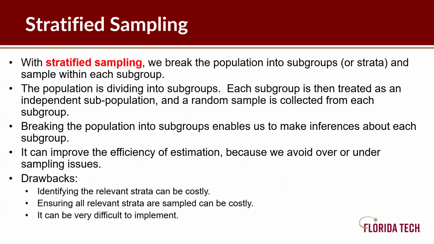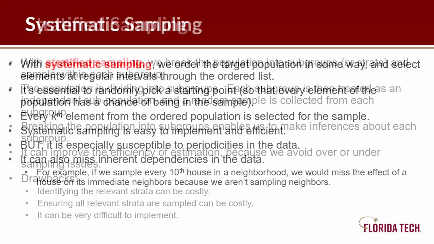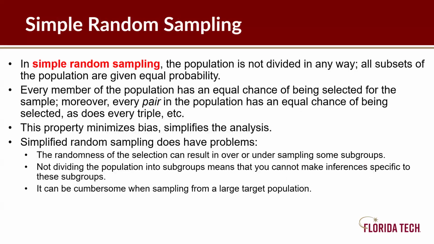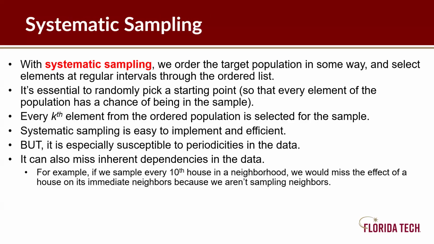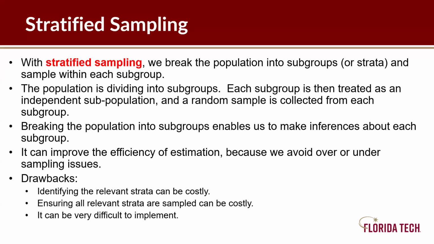Stratified sampling is where we try and deal with all of the drawbacks of simple random sampling, of not being able to make inferences about subgroups and ensuring we don't oversample certain subgroups, and that's stratified sampling. We break the population into subgroups or strata, another word for it, and we do a simple random sample within each subgroup. Okay. So the population is divided into subgroups. Each subgroup is then treated as an independent subpopulation, and a random sample collected from each subgroup.